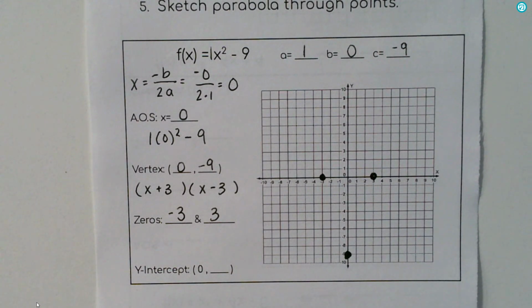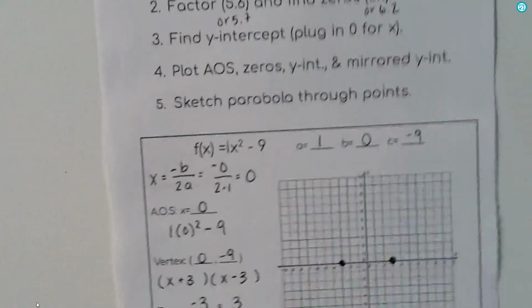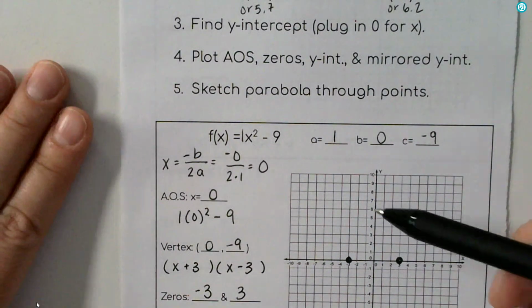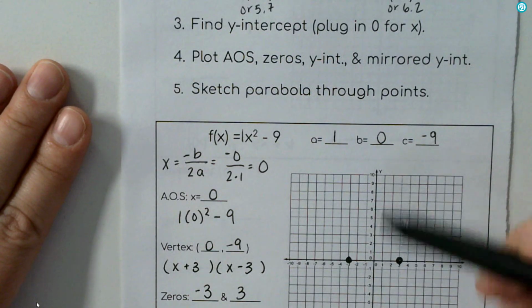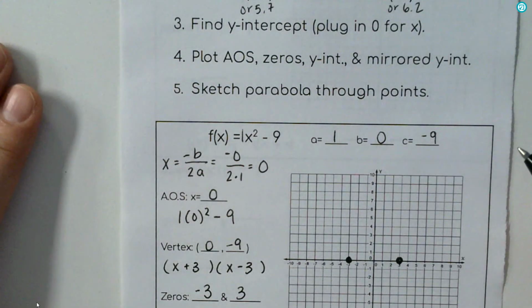So we found our vertex. We found our zeros. The last step, any questions right now? Okay. The last step would be to find our y-intercept. In order to find a y-intercept, that is going to be on your y-axis. So you will plug in a 0 for x, since all of the x values on your y-axis are 0.